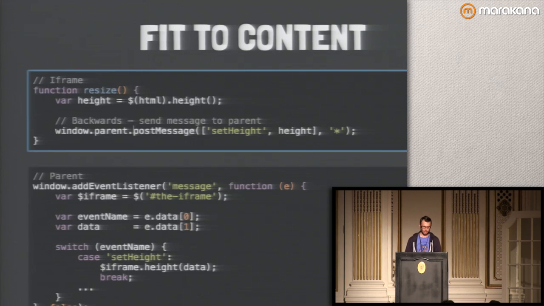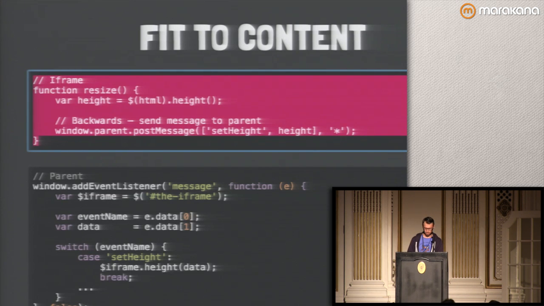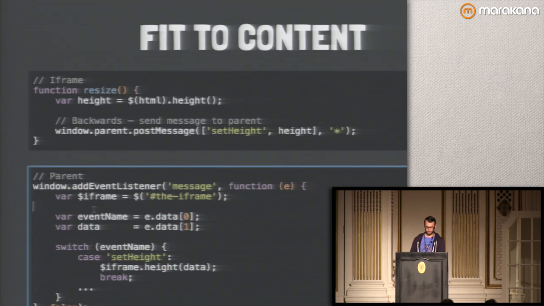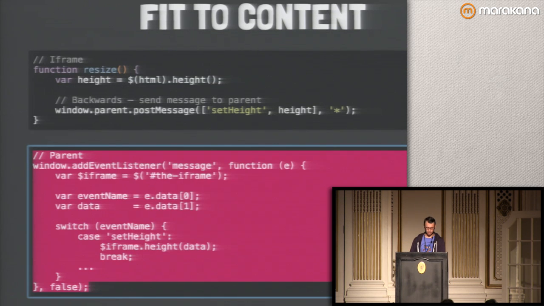Oh crap! This is why I had this going. So we're going to send a message to the parent window. Same kind of protocol idea: set height and a height value. And now inside the parent, we're going to set our own event listener. And when we get a message that matches set height, we're just going to put that height explicitly on the iframe element.